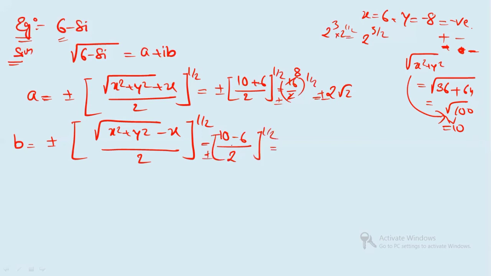So this is also plus minus. 10 minus 6 is what? 4. Denominator is 2. Plus minus symbol will be here. 2 2s are 4. So this will give you just root 2 with a plus sign, minus sign.